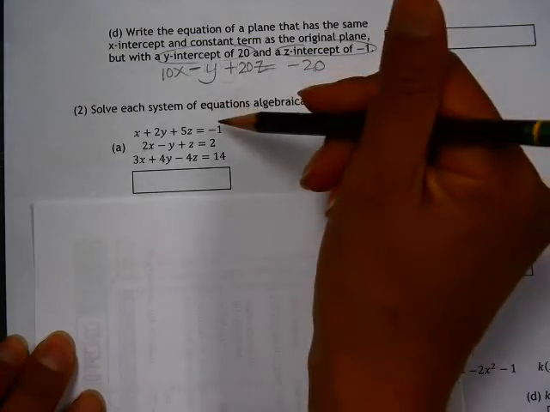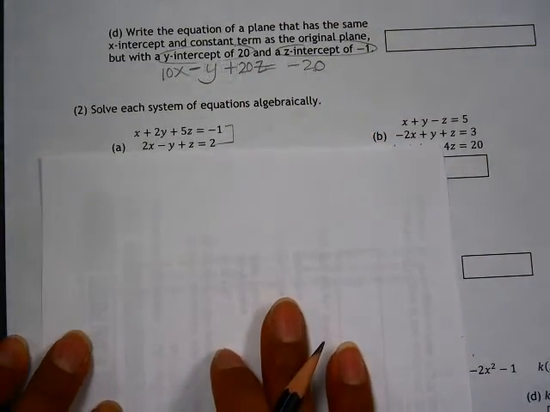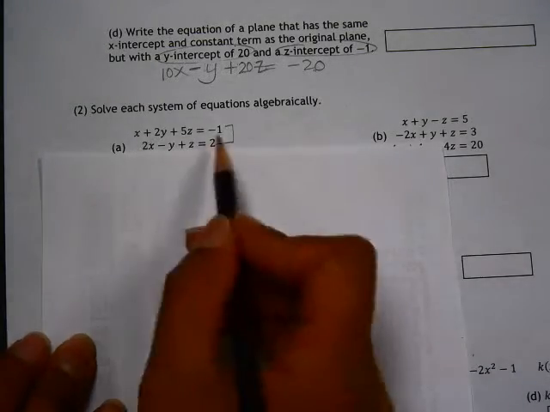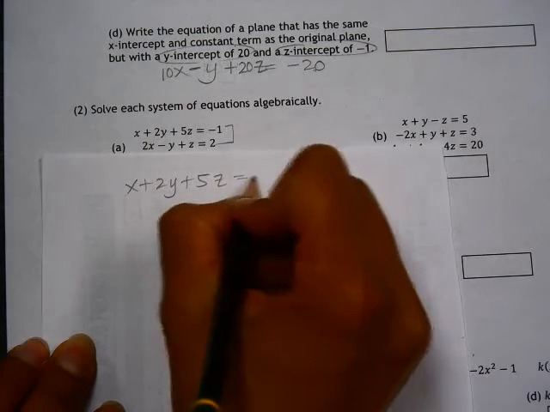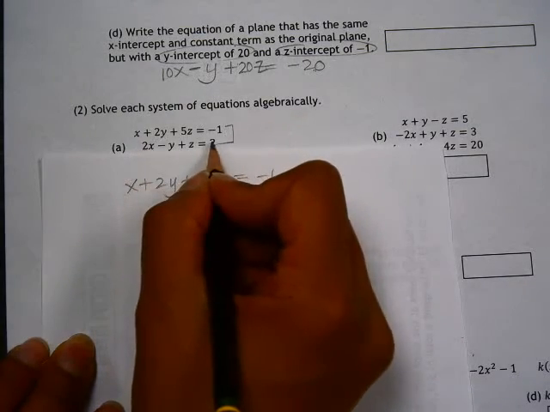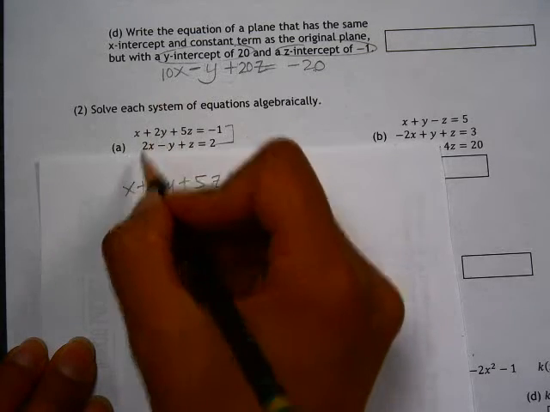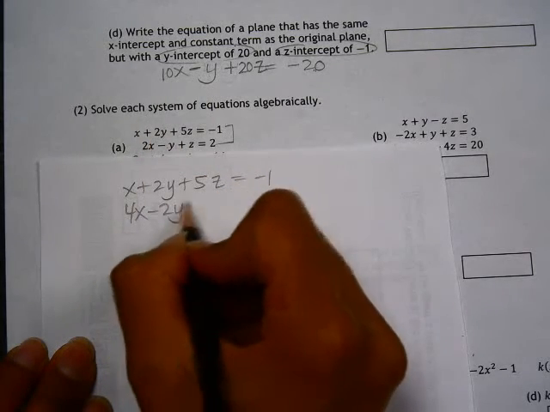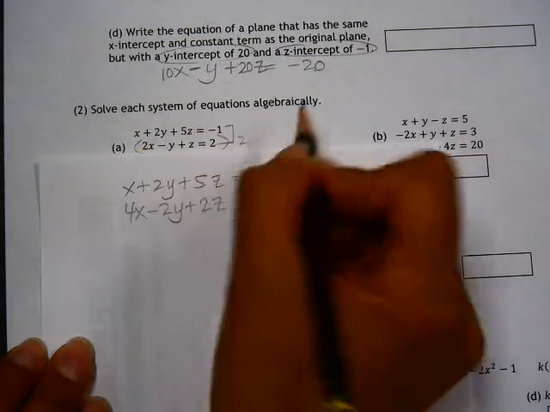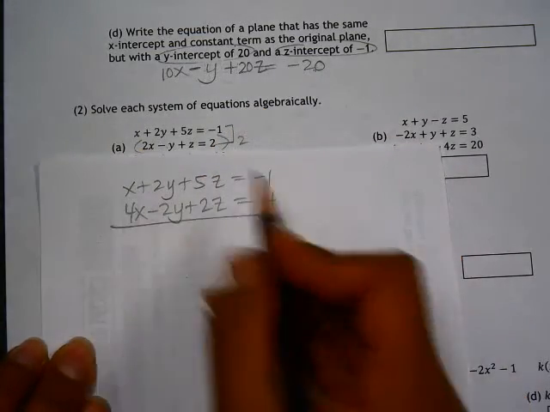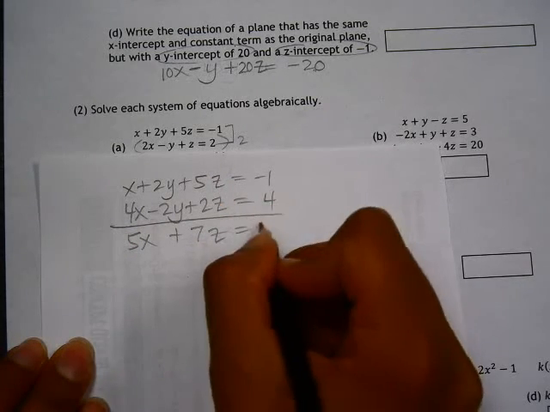You can combine a pair of equations. So for example, you can combine the first 2. I'm going to try to get rid of y, but you could try to get rid of x or z as well. We need to multiply the second equation by 2 in order to cancel things out. So that's going to become 4x minus 2y plus 2z equals 4. So again, I multiplied that by 2. Combining those is 5x plus 7z equals 3.